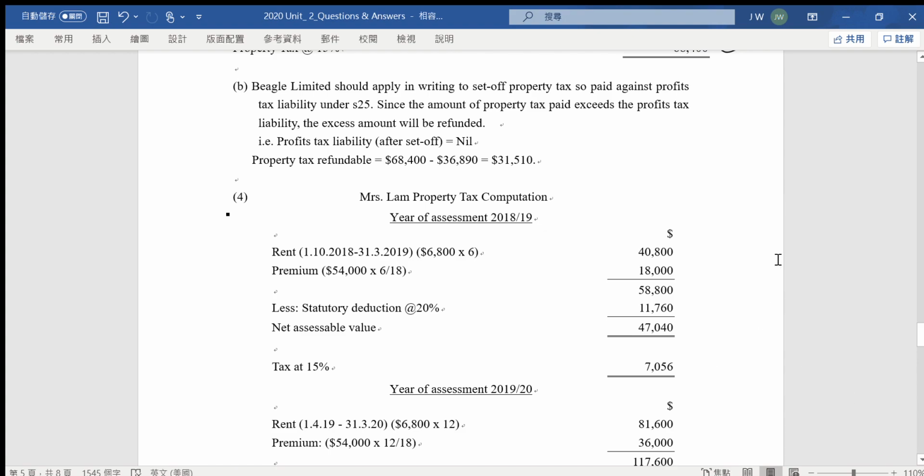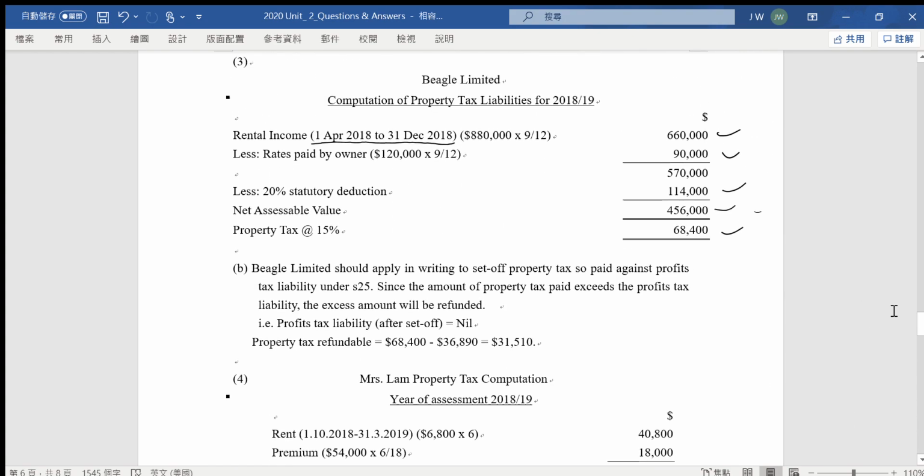Okay, and because of that, you will find that Bago Limited can apply a set off according to Section 25. That's why he can ask for a set off, because the property tax amount is 68,400. That is much more than the profit tax, and that's why he can claim for a set off. And because of that, the excess amount 31,510 will be refunded to Bago Limited.